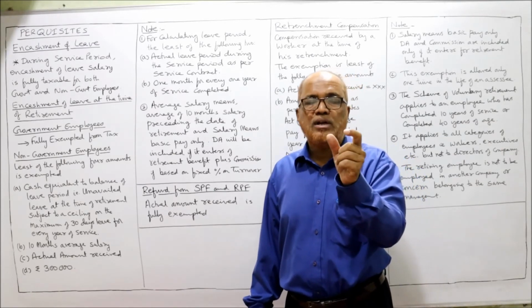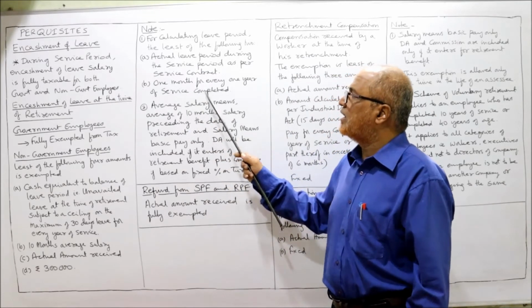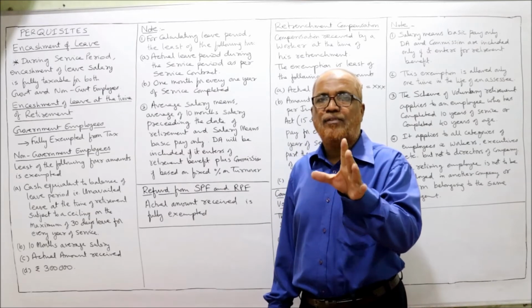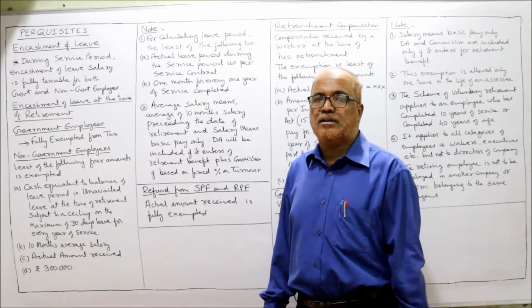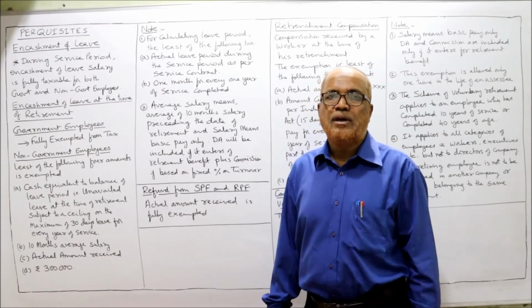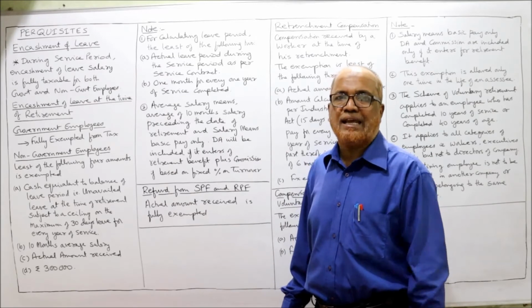So we have to find out what is the period of leave unavailed, or 1 month leave for every 1 year of service completed. If he has completed 30 years of service, 30 months leave. So in these two, whichever is least, that will be selected.